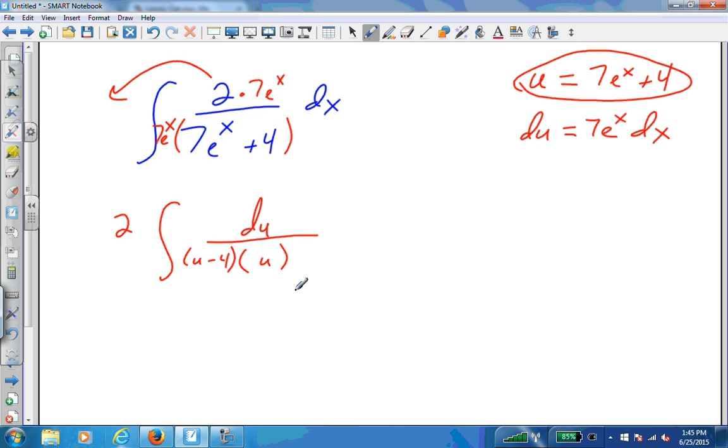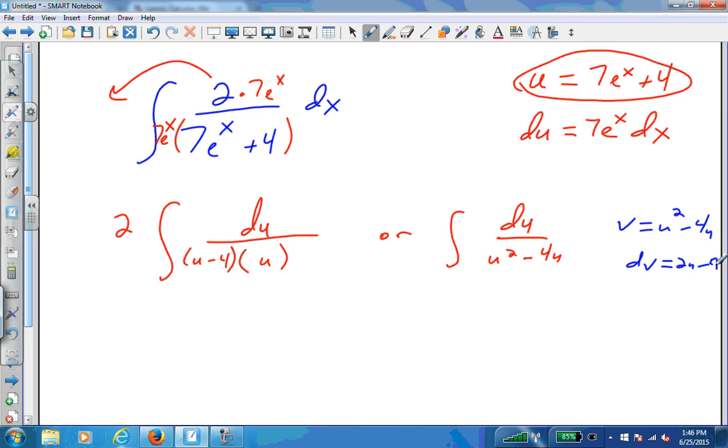So we could call that either what it is or integrate du over u squared minus 4u. Now, unfortunately, that's not going to be very nice and neat. If we let the denominator be, instead of u, calling it v, then dv would be 2u minus 4. Well, we don't have that either, so something else we need to do.